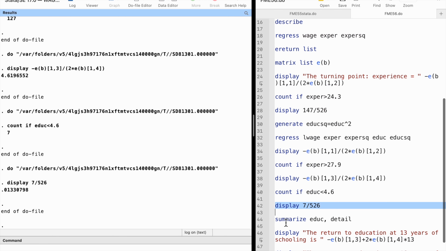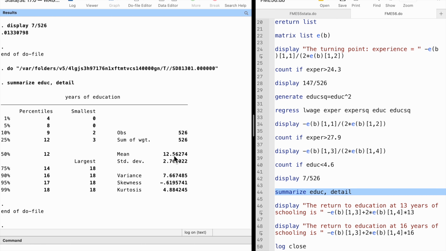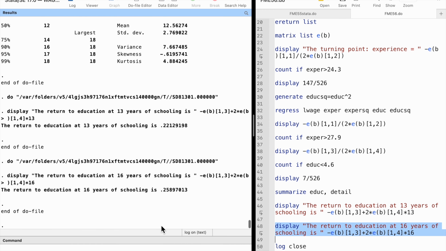We can calculate the return to education at some typical points. The mean of education is about 13 years. The return to education is around 0.22 at this point, implying that one more year of education raises hourly wages by 22%. The 90th percentile of education is 16 years. The marginal effect of education on wages becomes 26%, illustrating an increasing return to education.